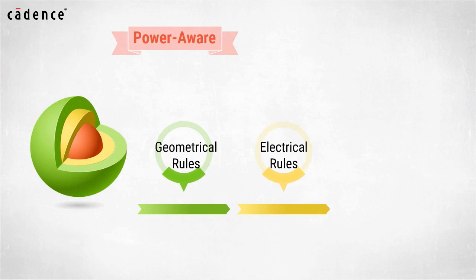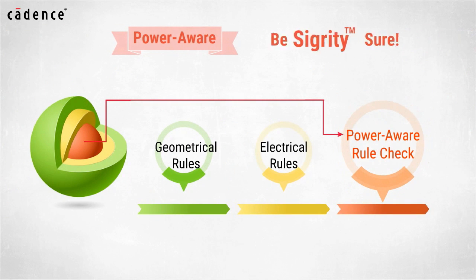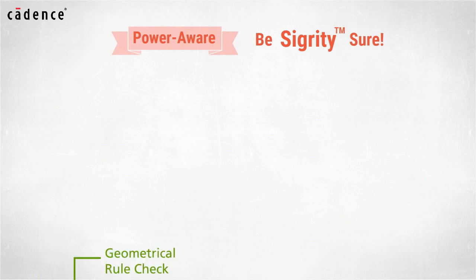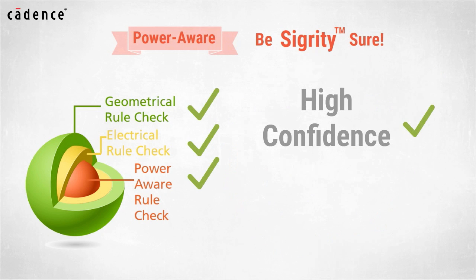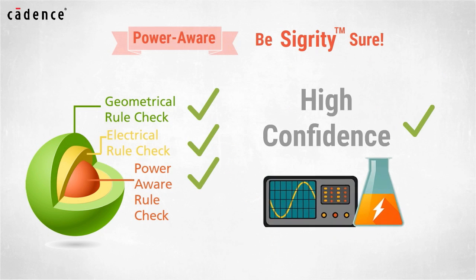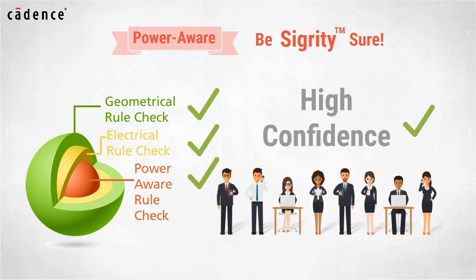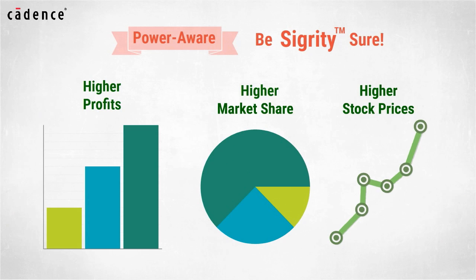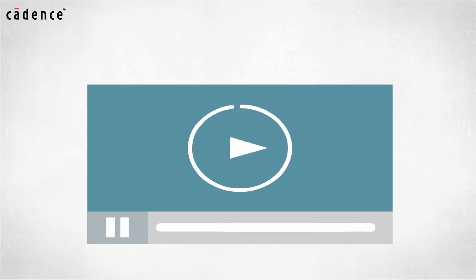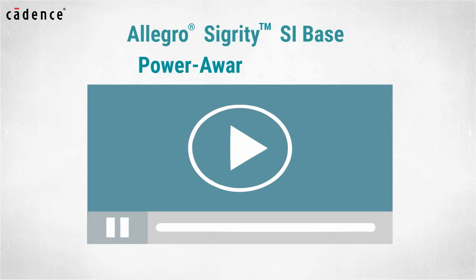But now, with the power-aware rule checks available in Sigrity technology, PCBs can be more effectively screened by the PCB designers. Combine this with power-aware detailed simulation, and once again, design teams can have high confidence that their designs will not only work in the lab, but will also work long-term in the field. The result may likely be higher profits, higher market share, and even higher stock prices. In today's video, you will see us utilize the Allegro Sigrity SI base and power-aware SI option.